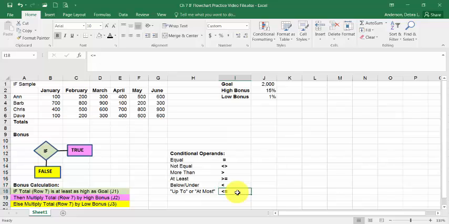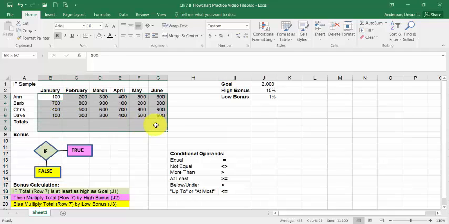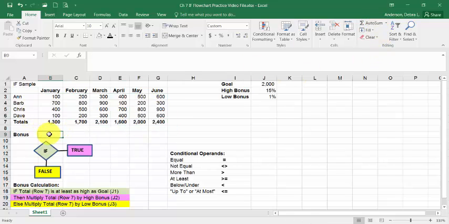If I said you get up to 20% off, so let's create a formula to see how it works. First thing I'm going to do is calculate the totals in row 7, so I select all my values, including my total row, hit AutoSum. Now my bonus is my if statement. So we'll go through each value just to determine what our answer would be.